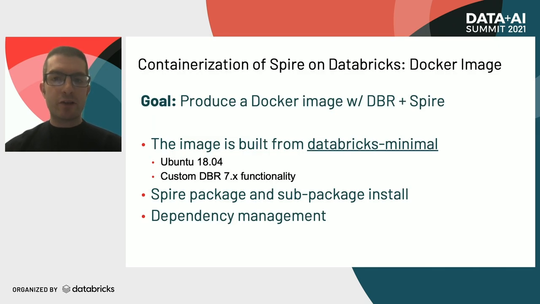So we used Databricks Minimal as our base image, using Ubuntu 18.04. And in our case, we actually created our image before DBR 7.x functionality had been included in the Databricks base images. So we created custom DBR 7.x functionality building on top of Databricks Minimal. In addition to that base image, we also include the Spire package itself, as well as the aforementioned sub-packages like Kalos and DataSci Commons. And then we also include all of the dependencies for all of these packages via their requirements.txt files.